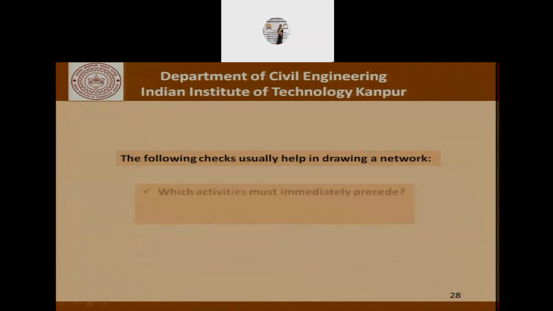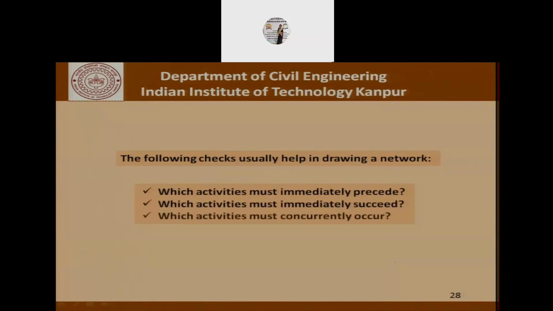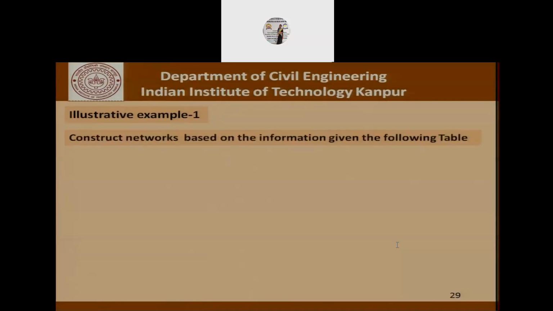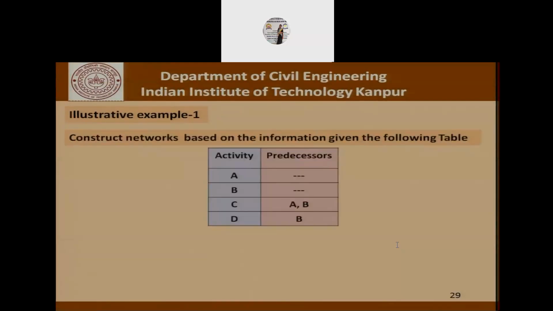The first thing being, which activities must immediately precede a given activity. Then, which activities must immediately succeed a given activity. And finally, which activities can be done concurrently. So if we are able to keep track of these three issues, we will be able to draw a network. Now let us try to carry out this exercise using an illustrative example where what is given is a project with 4 activities A, B, C, and D, where A and B can be started independently. C depends on both A and B, and D depends only on B. Now let's try to construct the network.